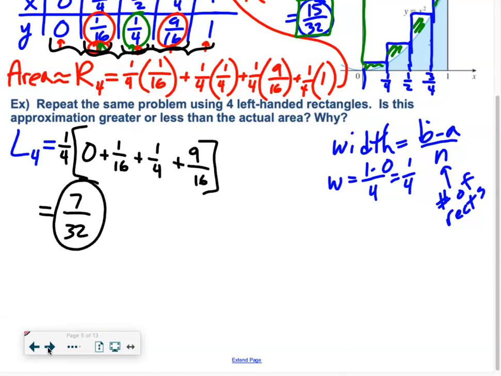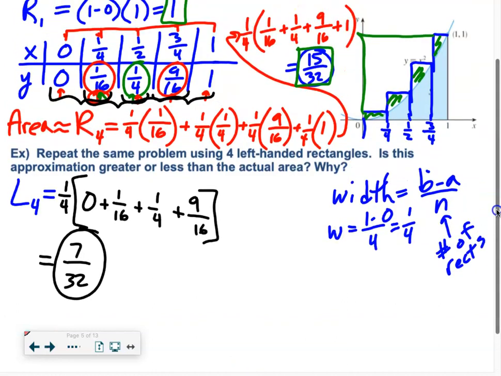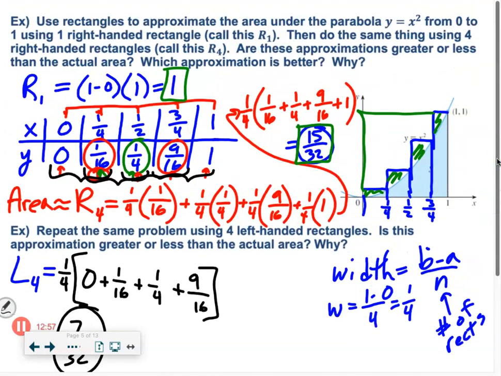Is this greater or less than the actual area? This would be less. All of your rectangles for the lefties would look like this, and they'd all be below the actual area. So what would be a decent approximation? One really good approximation would be if you took the left and the right and averaged them, and you get a pretty decent approximation. But just know that neither the left nor the right is great by itself. One's going to be over and one's going to be under.